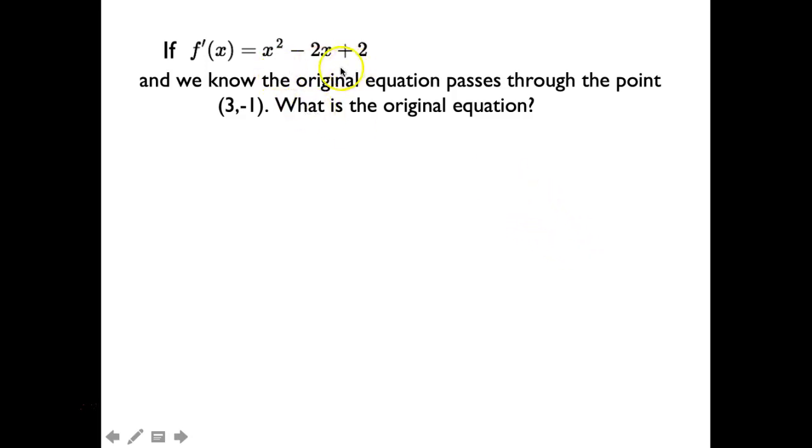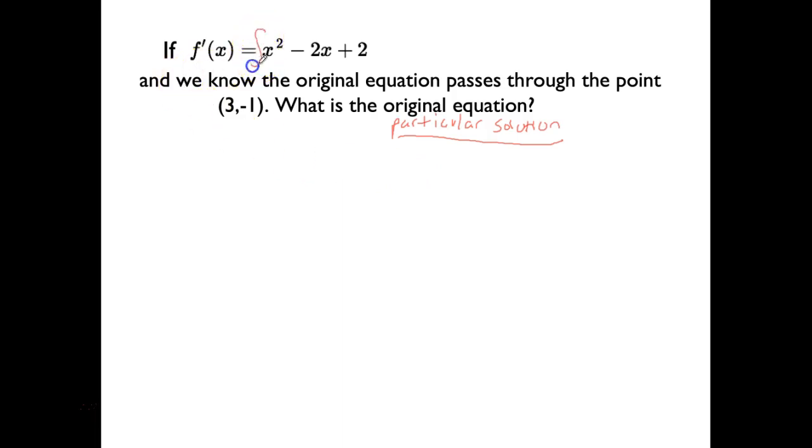They're going to give us the derivative. And it says we know the original equation passes through the point 3, negative 1. What is the original equation? They could also write this as what is the particular solution. Okay, and just so you guys see that, I'm going to write that underneath it because that's how they're normally going to ask it. Okay, what is the particular solution? Whenever you see that word, that means find c. Okay, that means find c.